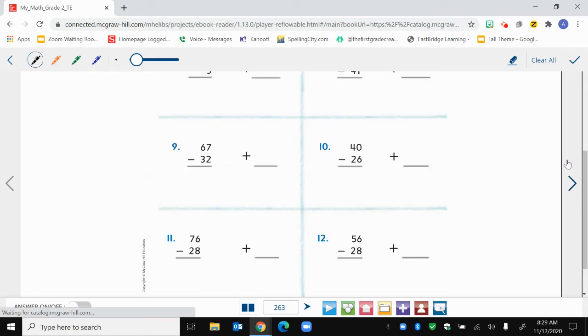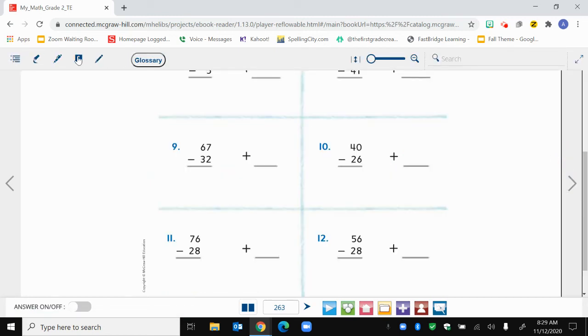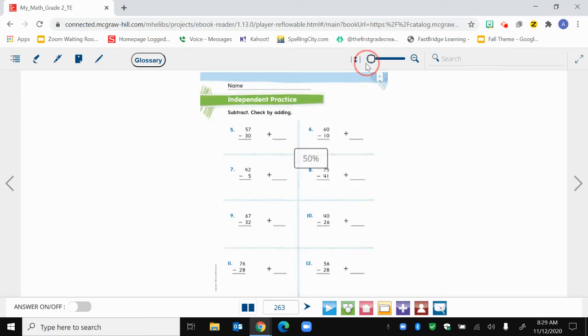All right, now we are going to turn to this next page. This next page is the independent practice. I would like for you to do this independent practice page by yourself. So I would like for everybody to pause my video and do this page. And when you're finished, come back, press play, and we'll check our answers together.